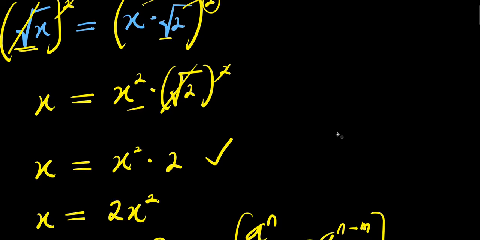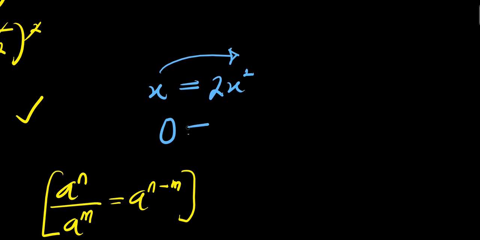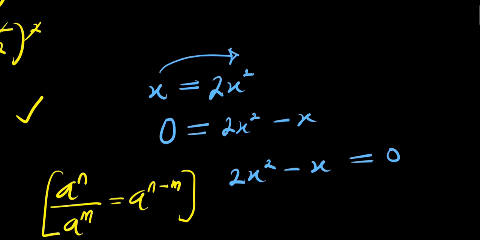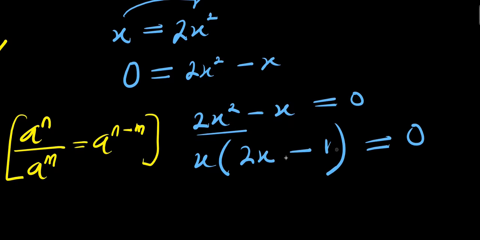If you have x equals x squared times 2, this is 2x squared. I can move this x over here. It becomes negative x. So I have 0 equals 2x squared minus x. So let's rearrange this. I have 2x squared minus x equals 0. So what I'm going to do is to factor out x. I have x times 2x squared divided by x, I have 2x, minus x divided by x, I have 1. This equals 0.